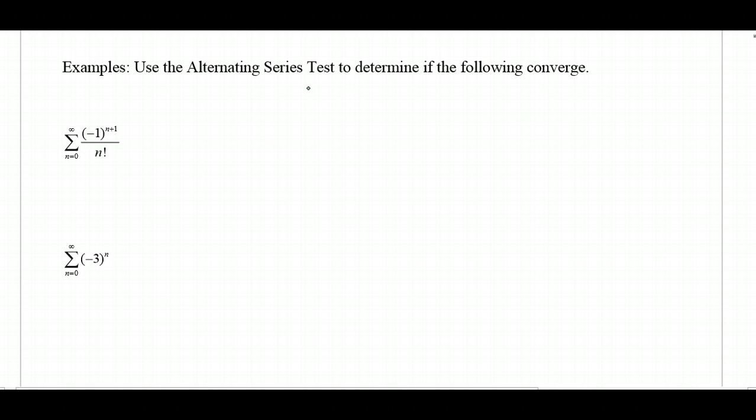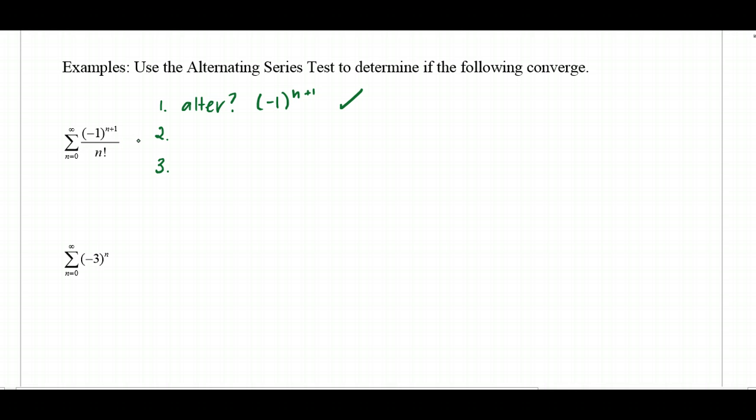Alright, in these examples we want to use the alternating series test to determine if the following converge. So we have the sum from n equals 0 to infinity of negative 1 to the n plus 1 over n factorial. I'm going to write out 1, 2, and 3, because I want to make sure that I satisfy 3 different components. The first component: is this series alternating? Yes, we know the series is alternating because it includes an alternating term, negative 1 to the n plus 1. So, yes, this is alternating. The second part said that I wanted my series to decrease in magnitude.